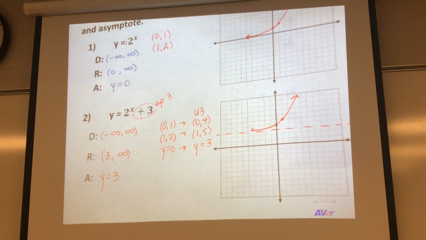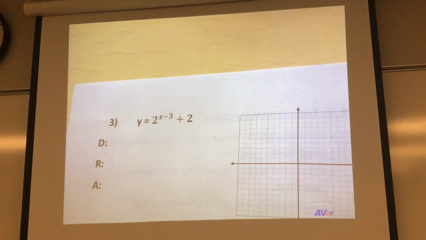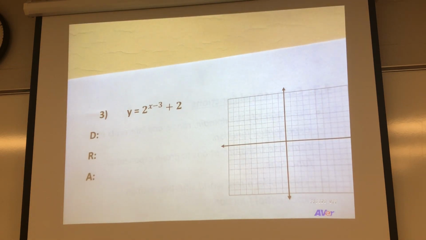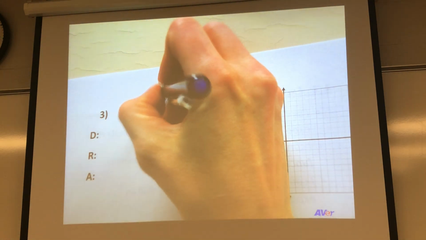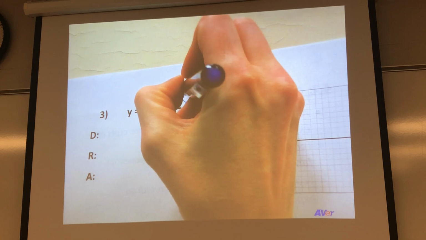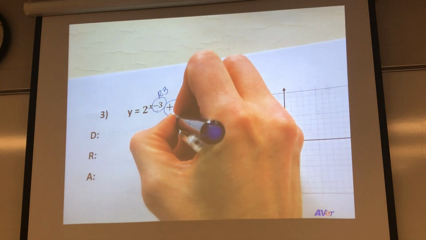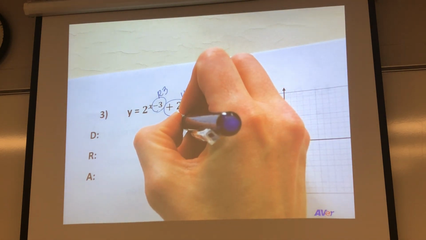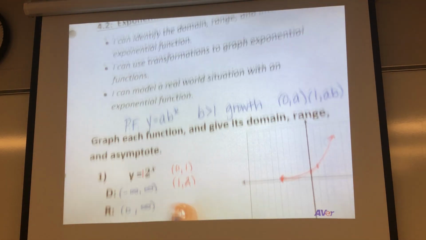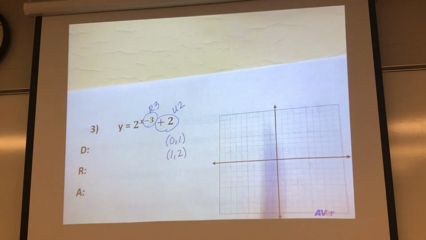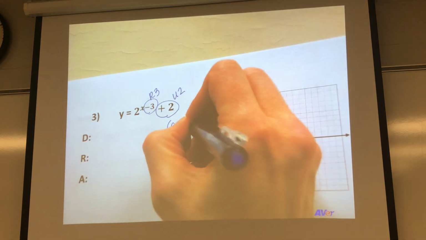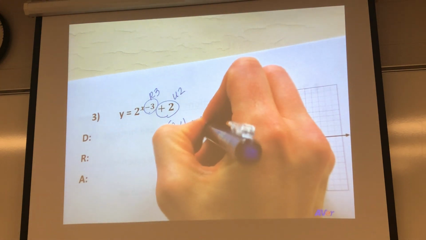All right, let's try some more transformations. On this next one, we have 2 transformations, both translations going on. This negative 3 means we're moving right 3, and then plus 2, we're going up 2. So we're going to take those same points that we had before, from this parent function over here, (0, 1) and (1, 2), and we're going to move them to the right 3 and up 2.